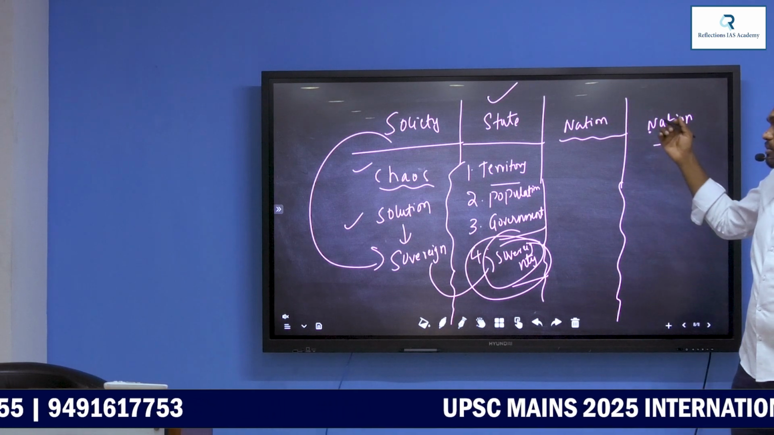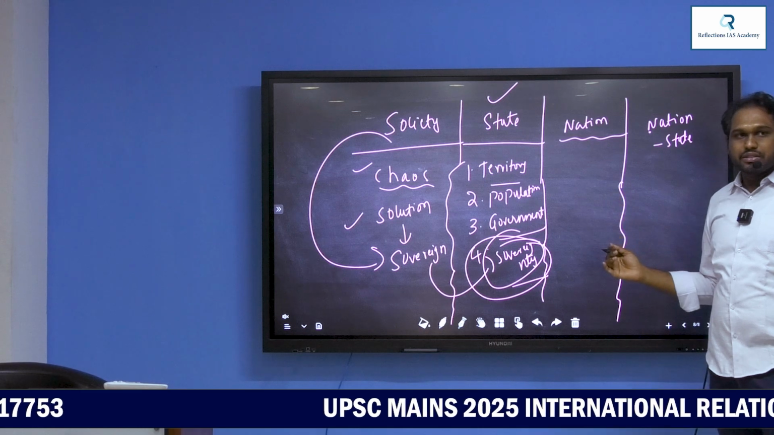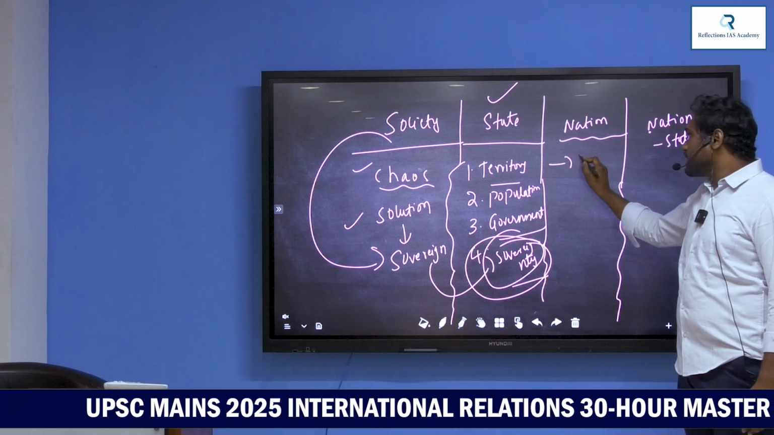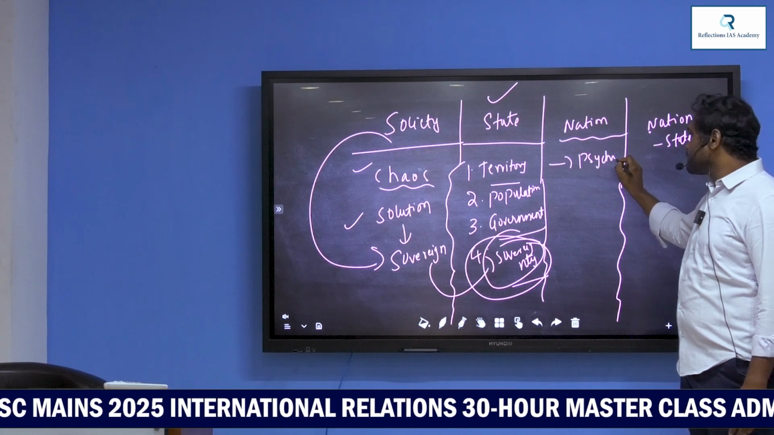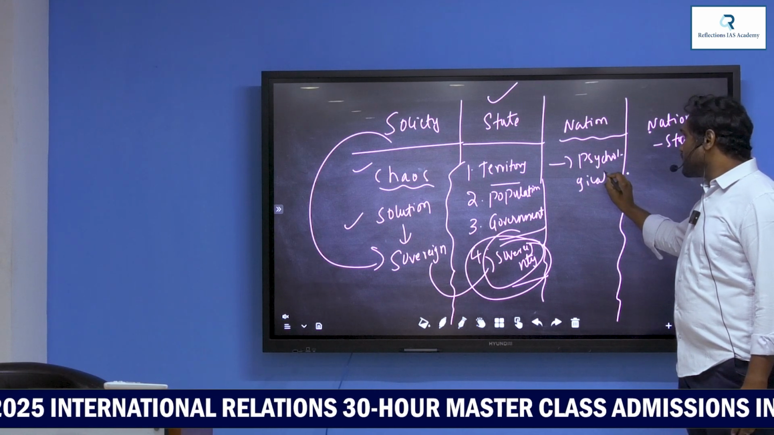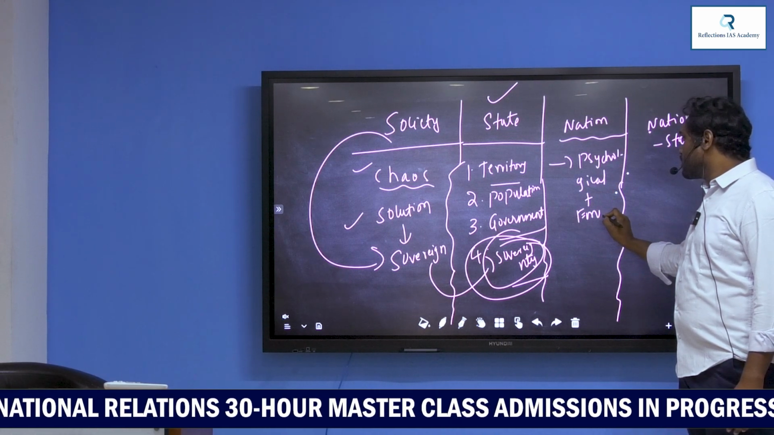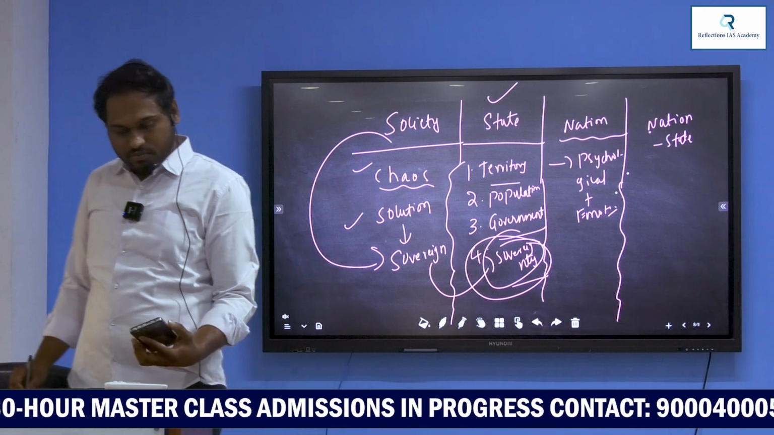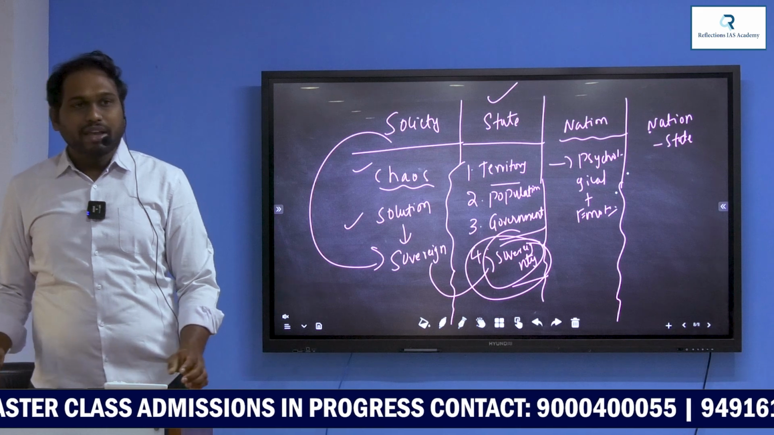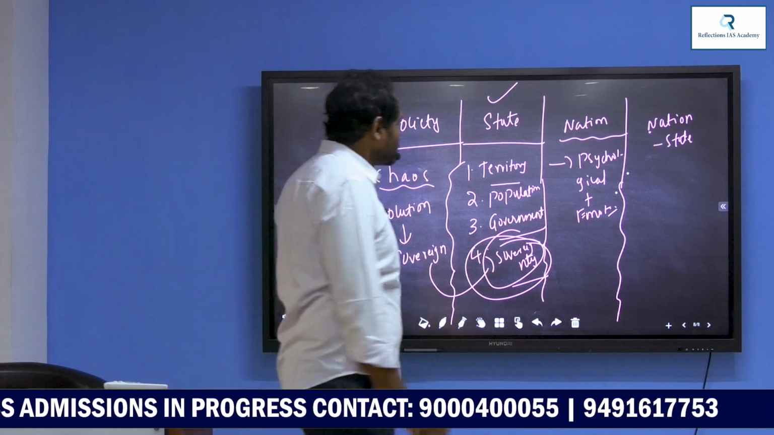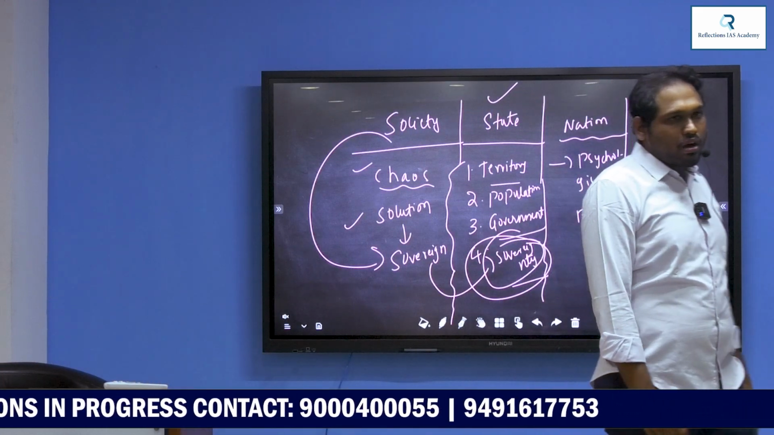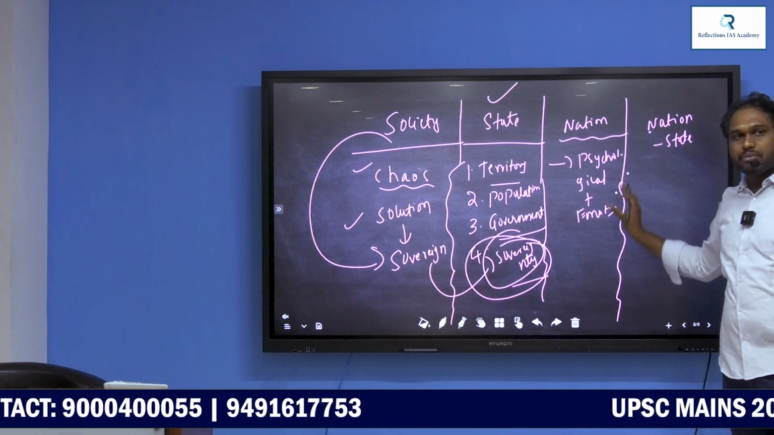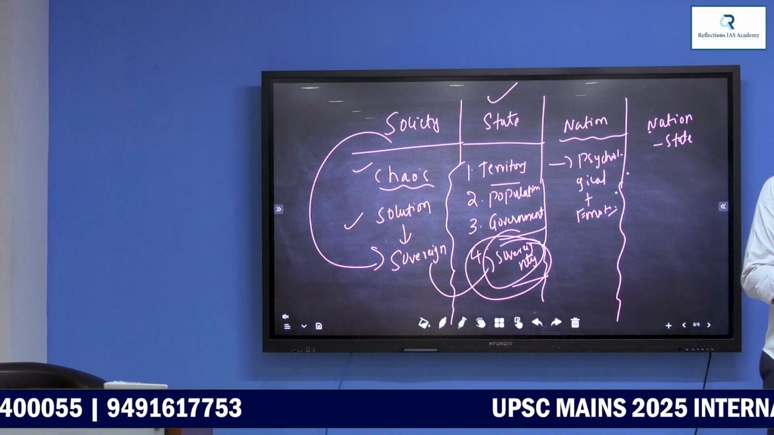Whereas when we discuss state, it is a theoretical construct with these features, whereas nation is a psychological construct. Nation is a psychological and emotional construct. It is not a theoretical construct. It is a psychological and emotional construct in the context of what?